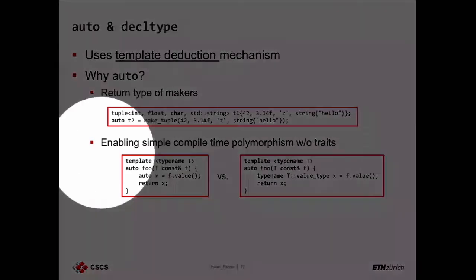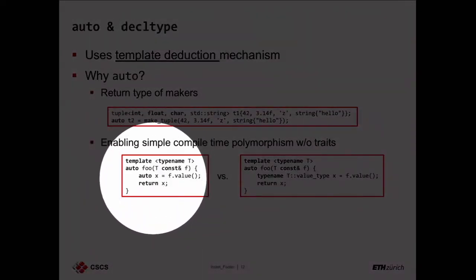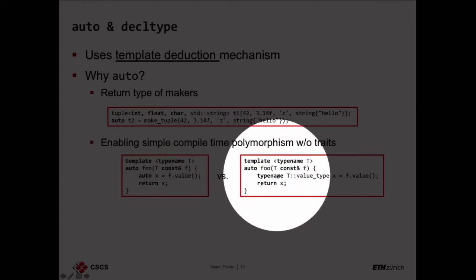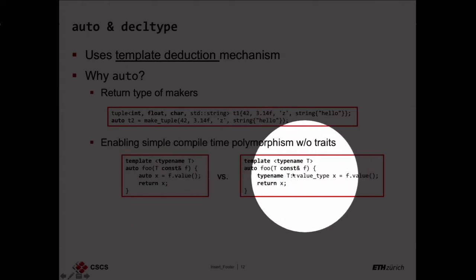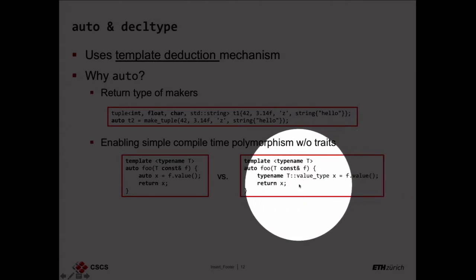So in the past, to do something like this, you would have had to write something like typename T::value_type, because you want to know what the type of a value is if T has this thing. Otherwise, you cannot do anything.